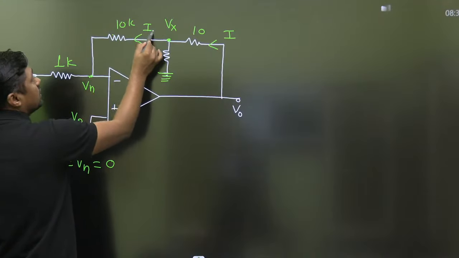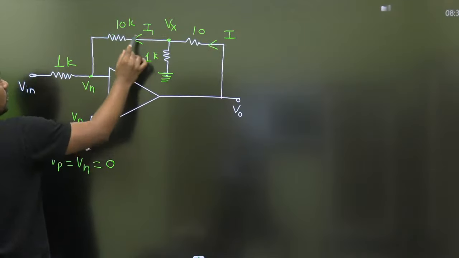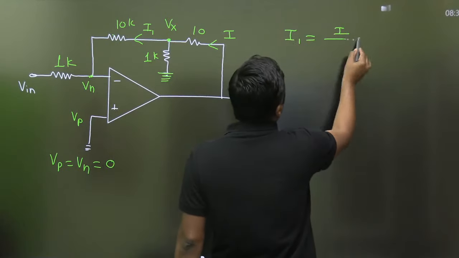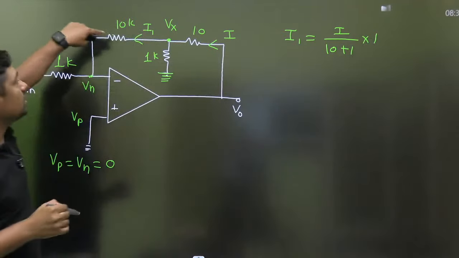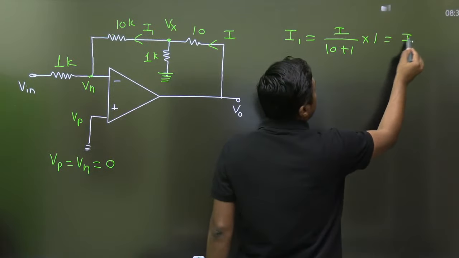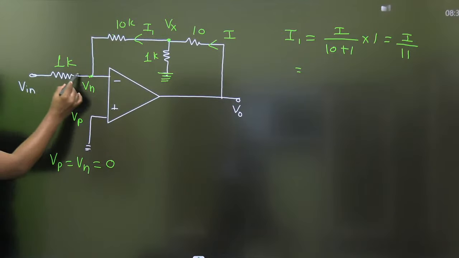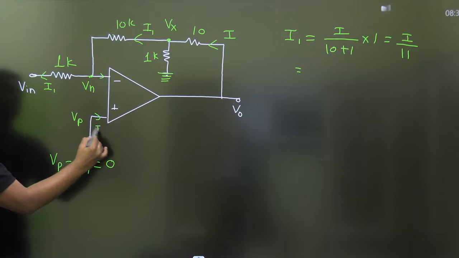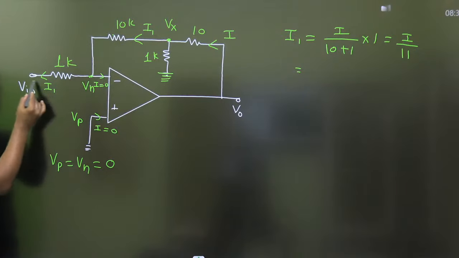Let this be I1. Now I can divide, I have changed the path from right to left. So what will be I1? I1 is equal to I divided by 10 plus 1, into what? 1, because I want to get the current through the 10 kilo ohm. That will become I by 11. Now the same current I1 will pass here, because the current entering the operational amplifier is 0. So the same current I1 will pass through this.